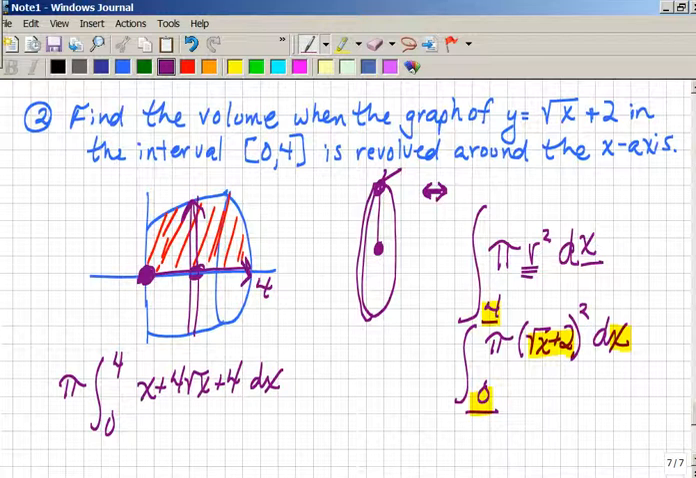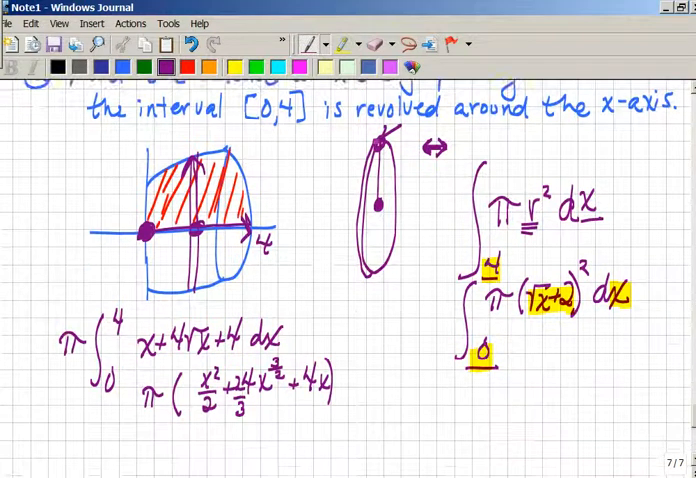Okay, now a little exercise in integration. I'm going to keep that pi out front and integrate: x squared over 2 plus 4x to the 3 halves over 3 halves, which is the same as times 2/3. Let me stick that in there. Plus 4x.